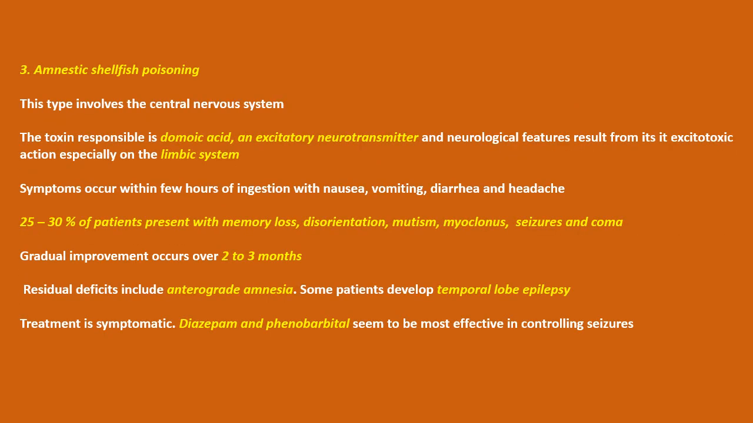Amnestic shellfish poisoning. This involves the central nervous system. The toxin responsible is domoic acid, an excitatory neurotransmitter, and neurological features result from its excitotoxic action, especially on the limbic system. Symptoms occur within a few hours of ingestion, with nausea, vomiting, diarrhea, and headache. 25 to 30% of patients present with memory loss, disorientation, mutism, myoclonus, seizures, and coma.